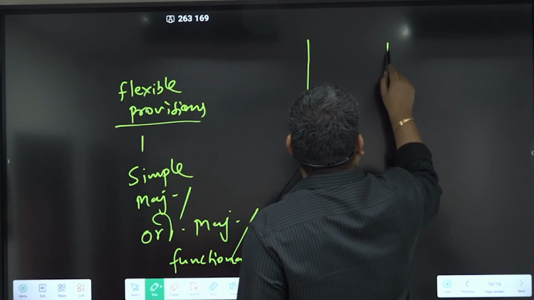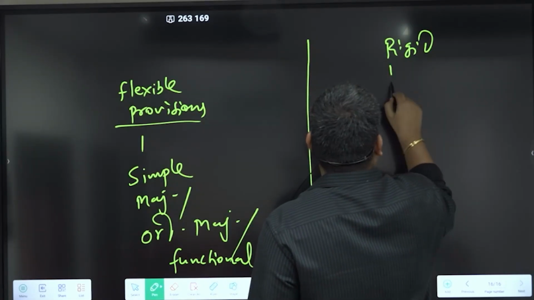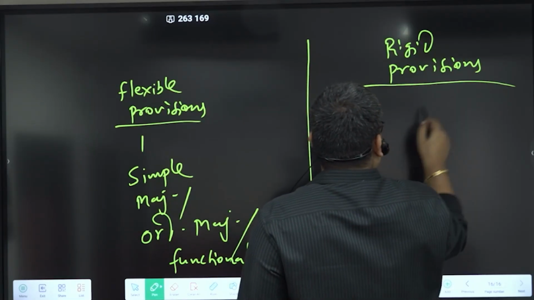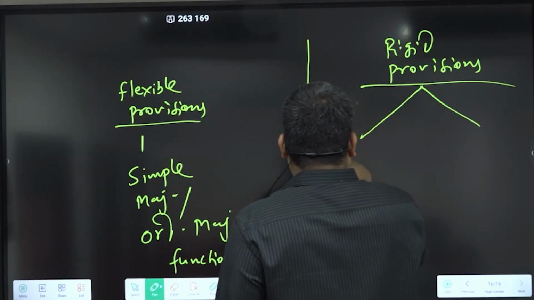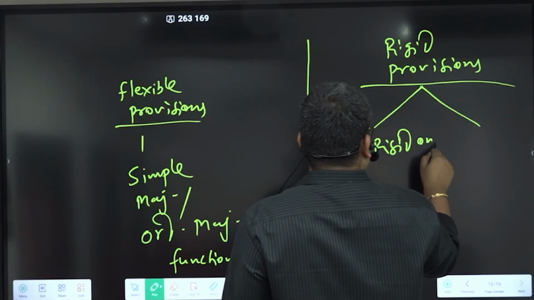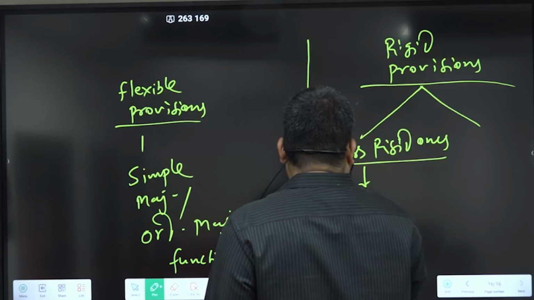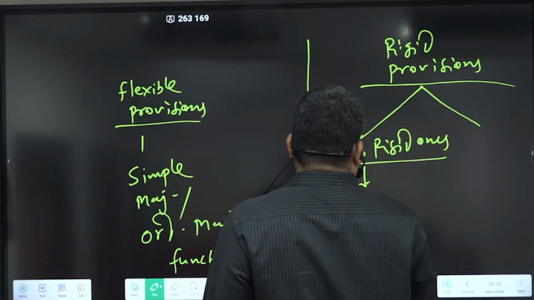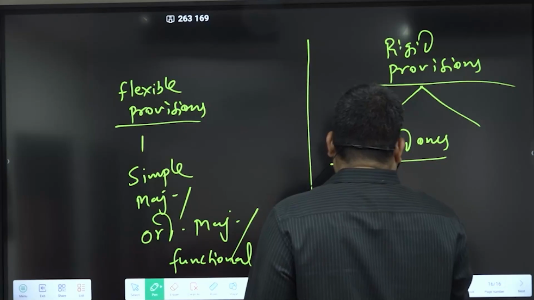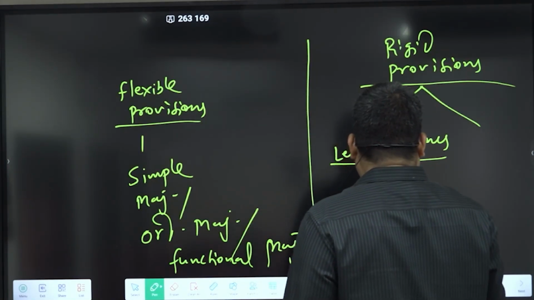In order to amend rigid provisions, especially less rigid ones, a special majority is needed under which article? Good. Under Article 368. Very nice.